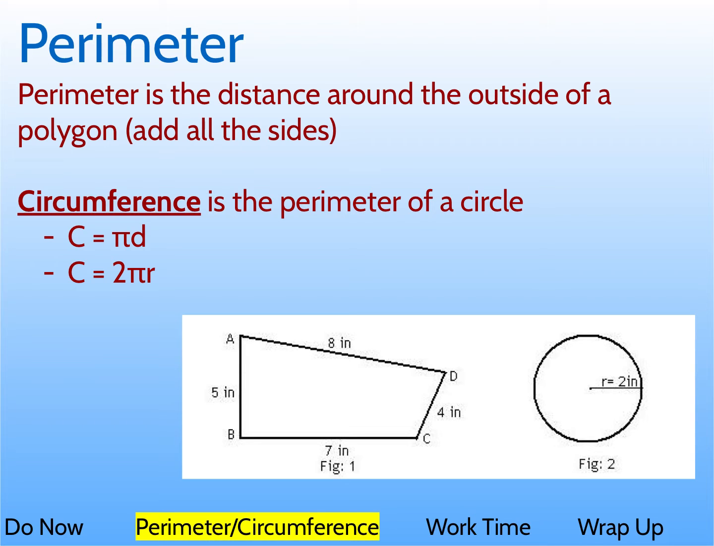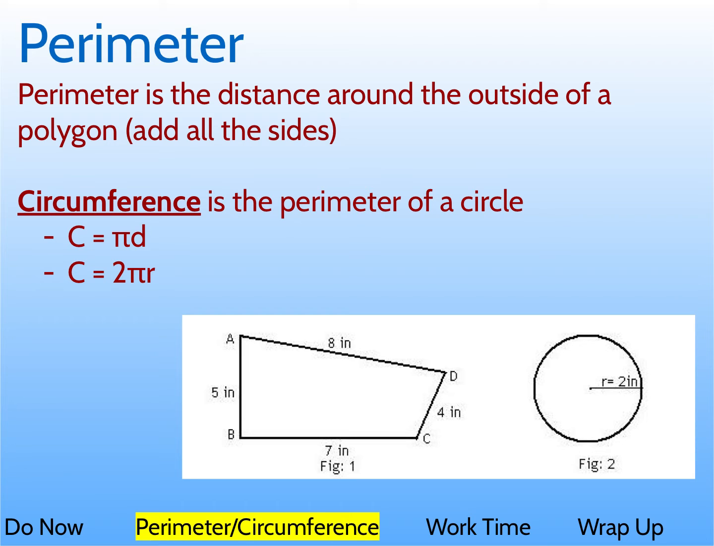So today we're going to talk about perimeter. And perimeter is essentially just the distance around the outside of a polygon. And all you do to calculate it is you just add all the sides. The one thing that can come up that's a little tricky is you may not see all the sides, but remember you got to add every single side.